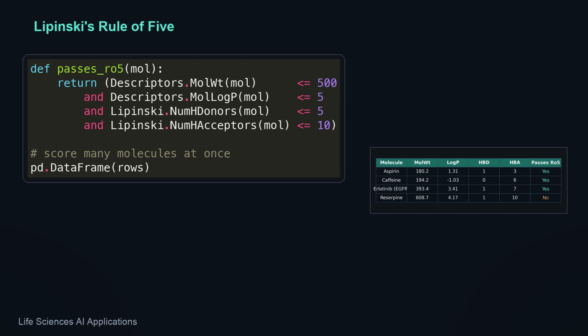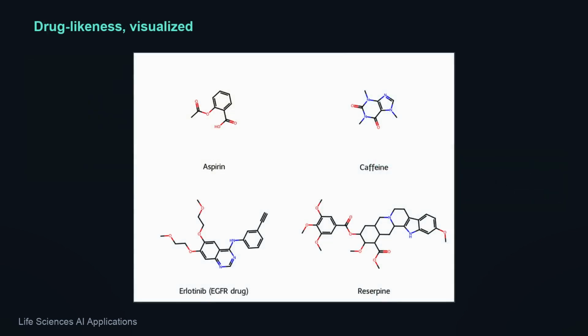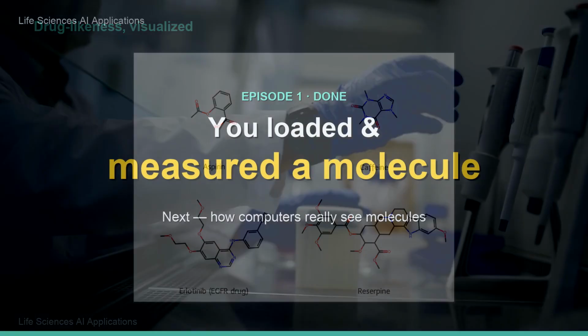In a few lines, we get a table: aspirin, caffeine, and erlotinib all pass, but reserpine fails, on molecular weight. And there they are, side by side. Notice erlotinib, our target's real drug, sitting comfortably inside the rules, while reserpine, a larger natural product, breaks one. That's the rule of 5 doing its job as a filter. In episode 4, we'll run this exact logic across an entire library, to trim thousands of molecules down to the promising few.